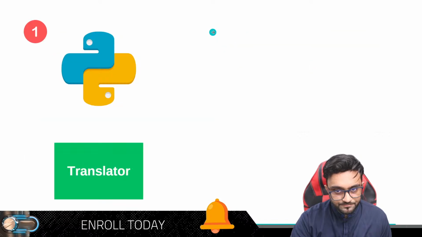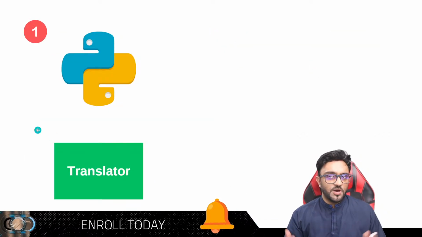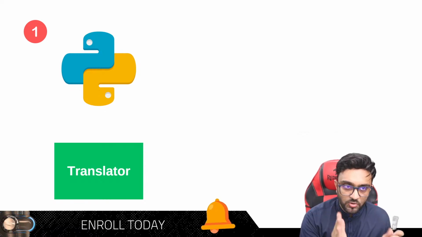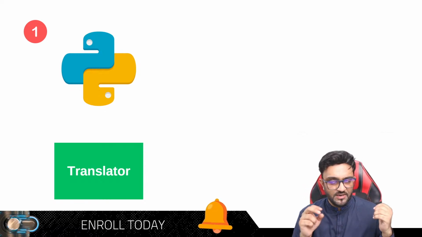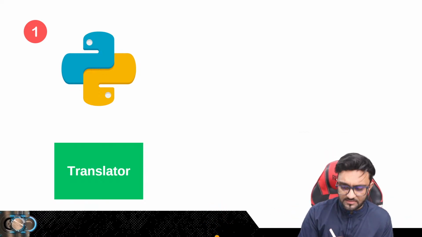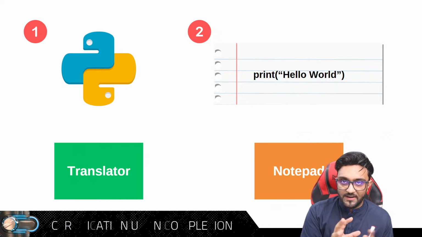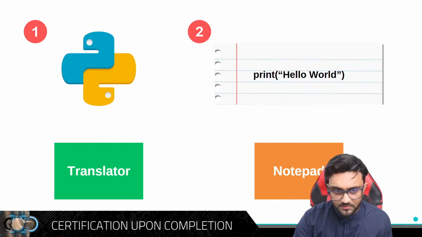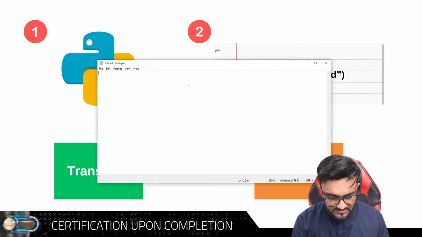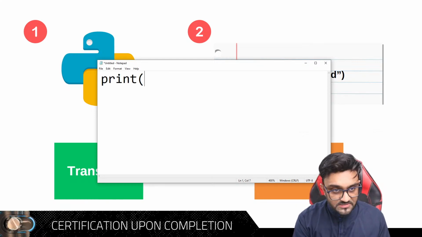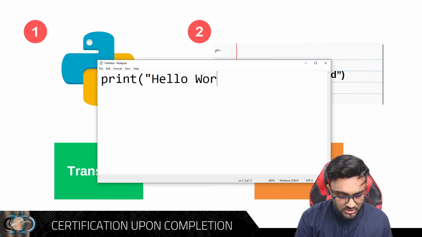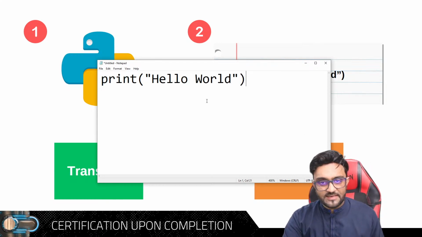Okay, so now, in order to continue, in order to understand Python, in order to write the code with Python, we need to download this translator, which in programming terms is the interpreter. We need to download that. And the second thing we need is the notepad. So if I open up notepad, here I have opened up a notepad and I can simply write print hello world, right? So I can basically type here.